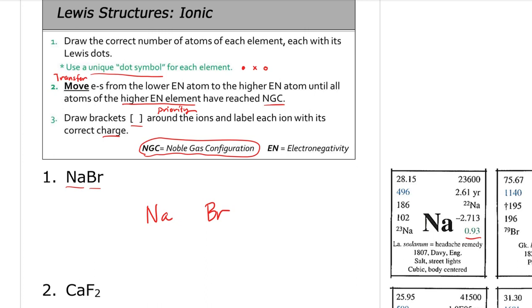Sodium ends up with 1 valence electron. So I'm going to give it a little circle there for its valence. Bromine gets 7 valence electrons. So I'm going to give it 7 dots.